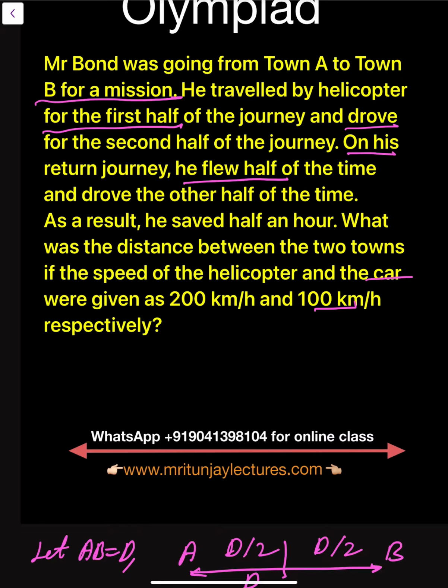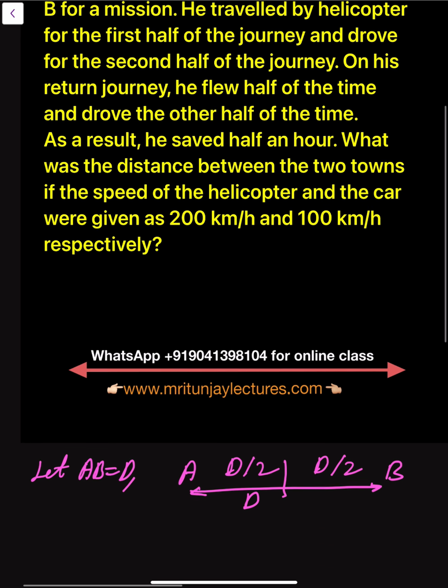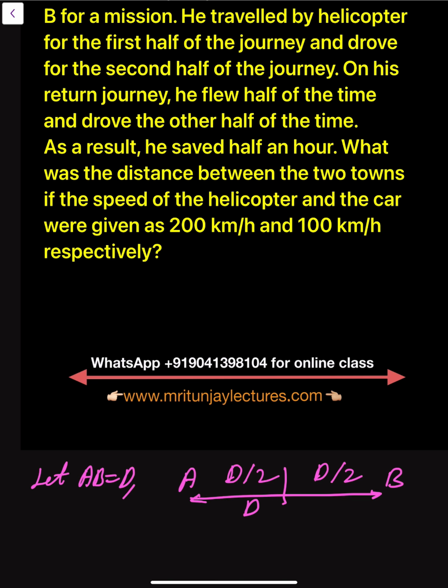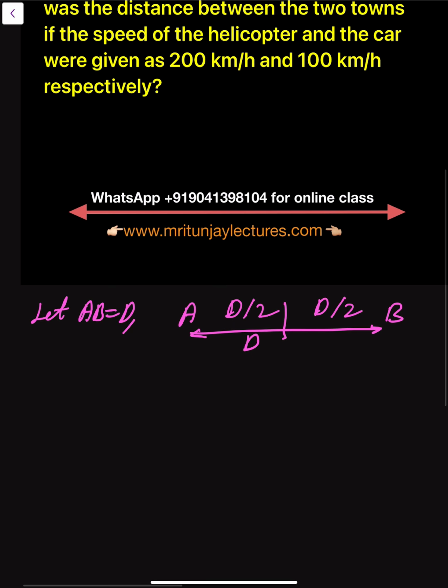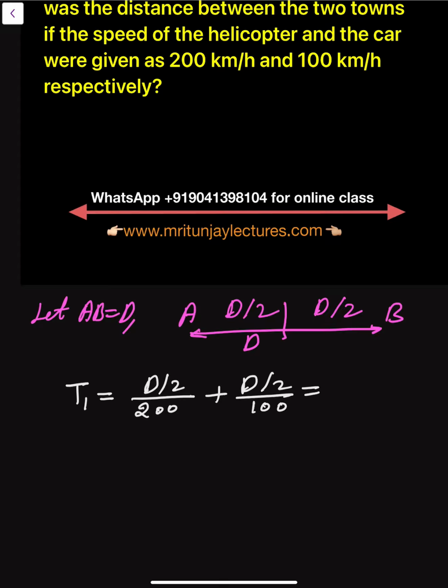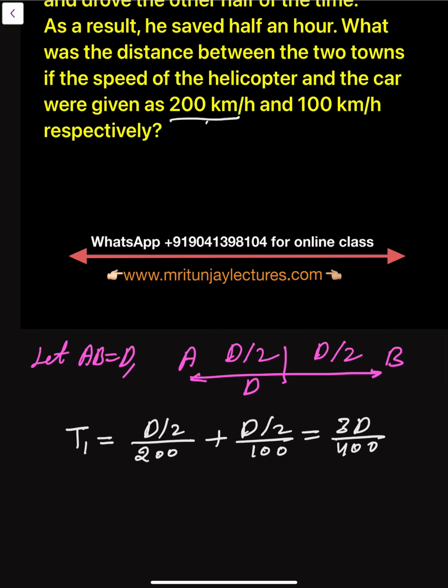So simply, first of all, what about the distance between these two? Simply D. So our target: what about the time taken by Mr. Brand from A to B? So you can say D by 2 divided by helicopter speed, which is given as 200, plus the car speed part, that is D by 2 by 100. So you can say that is 3D by 400. Clear? Time T1 is 3D by 400. This one is the helicopter speed and this one is the car speed given.